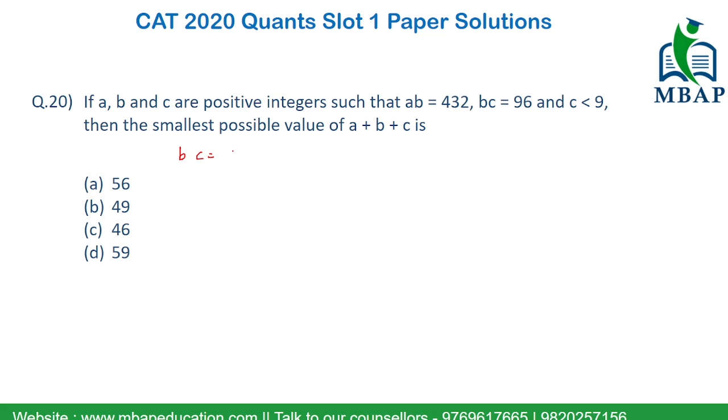So B into C has been given to you as 96, and at the same time, C is given to you as a value which is less than 9. Now, what combinations could be available to make the product of B into C equal to 96? One way to get 96 is 12 into 8. Second way is 16 into 6. Third way possibly will become 24 into 4, which is equal to 96. Again, as assumed, the values have to be very close to each other to make sure the minimum sum is explored.